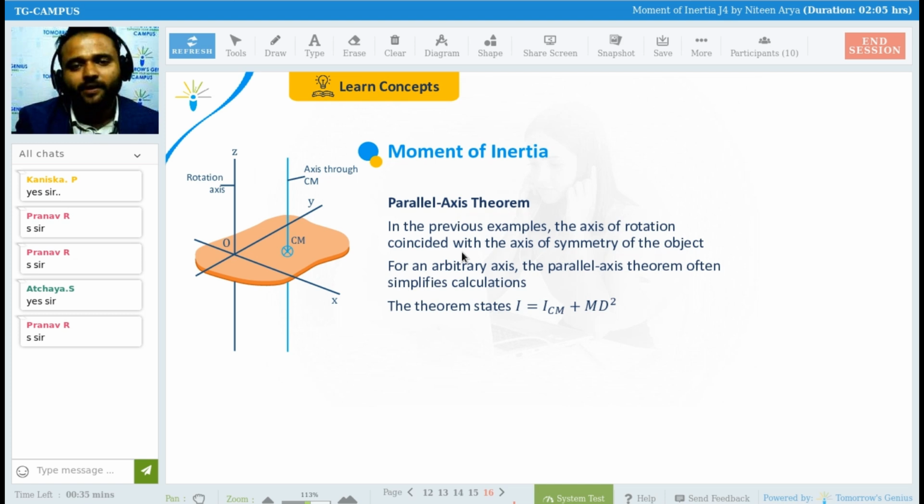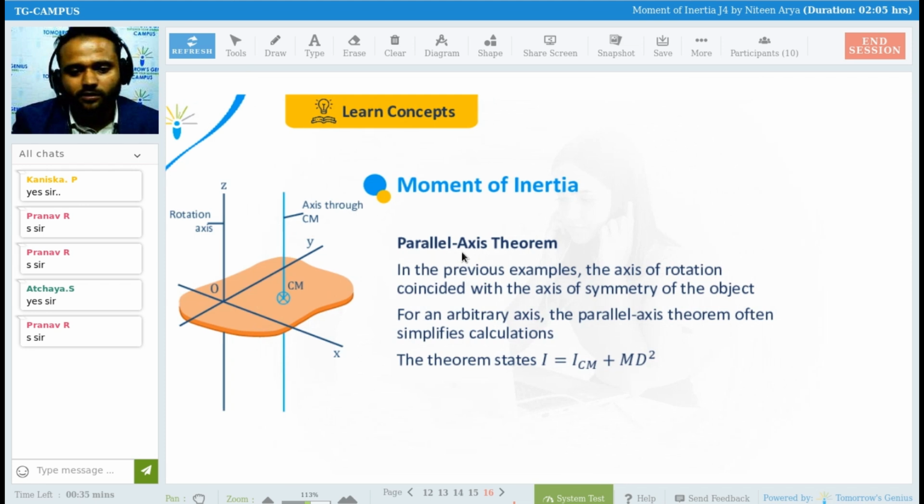Parallel axis theorem states that if you know the moment of inertia for any particular axis, and if you draw an axis which is parallel to the given axis, you can directly find the moment of inertia about the other axis using this formula, which is I center of mass plus m d square. Very basic thing, very easily we can do this.